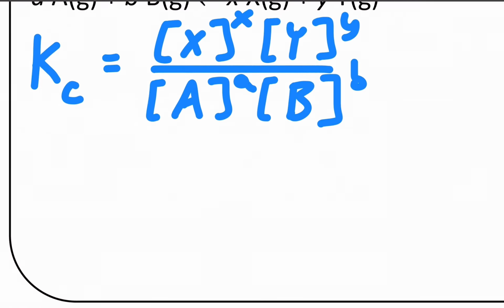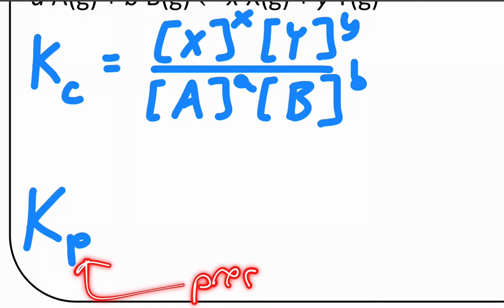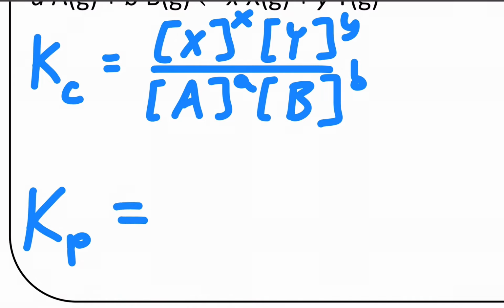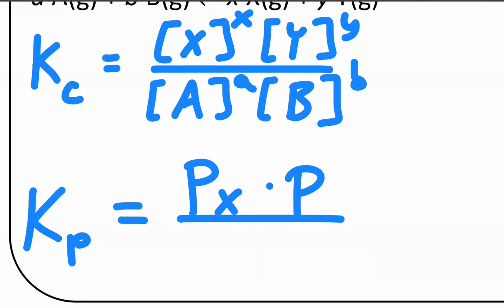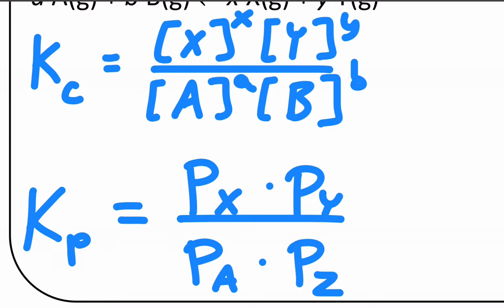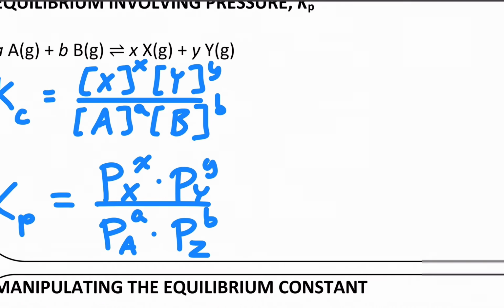There's also an expression in terms of partial pressures. It's K sub P. That just means pressure. So we're not going to use molarities here. We're going to use partial pressures. So the partial pressure of X times the partial pressure of Y, all over the partial pressure of A times the partial pressure of B, and everything raised to its exponent, x, y, a, and b. And these things are not necessarily equal to each other, but they're related.